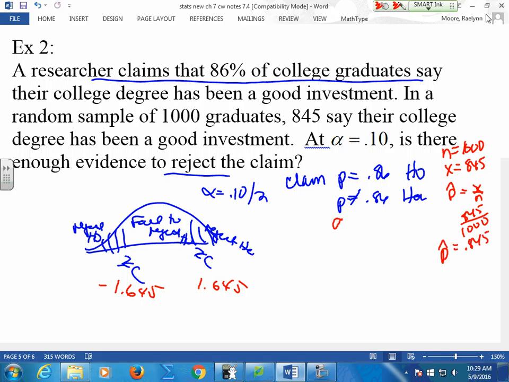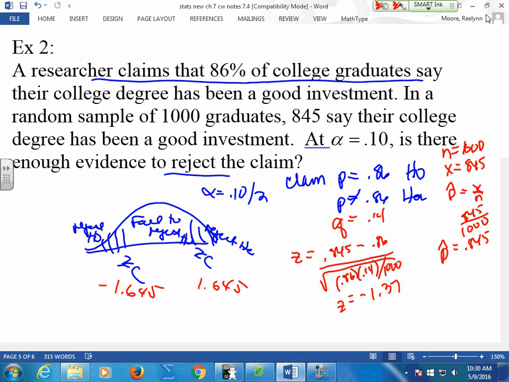What's my q over here? If my p is 0.86, what's my q? 0.14. So again, p-hat minus my p, over the square root of p times q divided by 1,000. I can get this on either side, so make sure you get this in the right position.